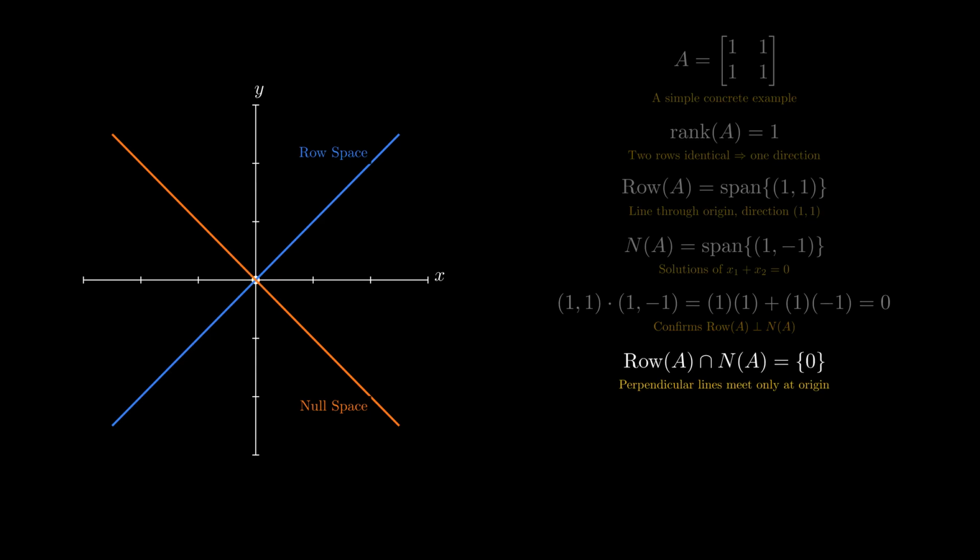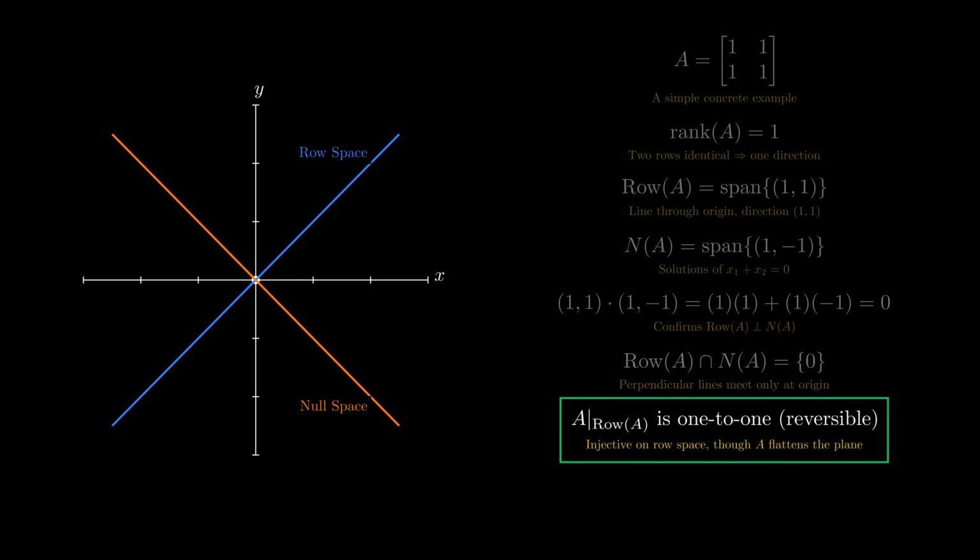Since the 2 lines are perpendicular, the only vector lying on both of them is the origin. So restricted to the row space line, A is perfectly reversible, 1-to-1, even though A itself flattens the entire plane down onto a single line.